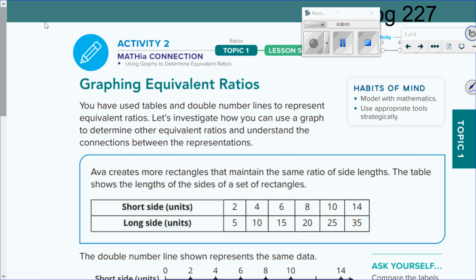Graphing equivalent ratios. So we've used tables and we've used double number lines to represent equivalent ratios. Now let's look at how we can use a graph to determine other equivalent ratios and understand the connections between the representations. So we're on page 227, for those of you that aren't there yet.